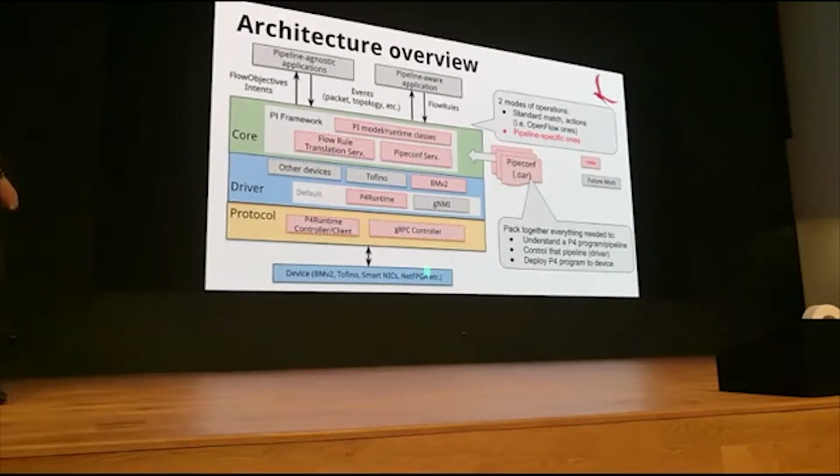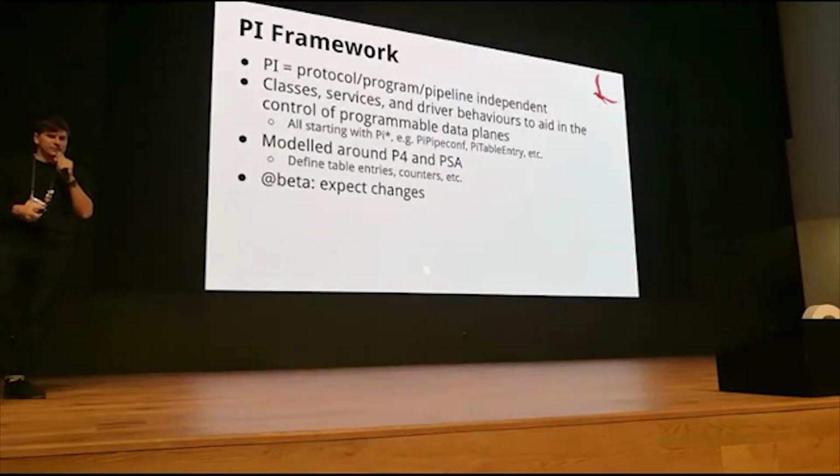Pipeline agnostic applications are those that program the network using pipeline agnostic APIs, like flow objectives and intents. In the other case, pipeline aware applications use direct flow rules, so they know how the pipeline is structured. If your application wants to control specific capabilities of your pipeline that you define using P4, there are two modes of operation for flow rules: you can either use the standard match and actions, in other words the OpenFlow ones, or you can use pipeline-specific ones. I'll give you more details in a second.